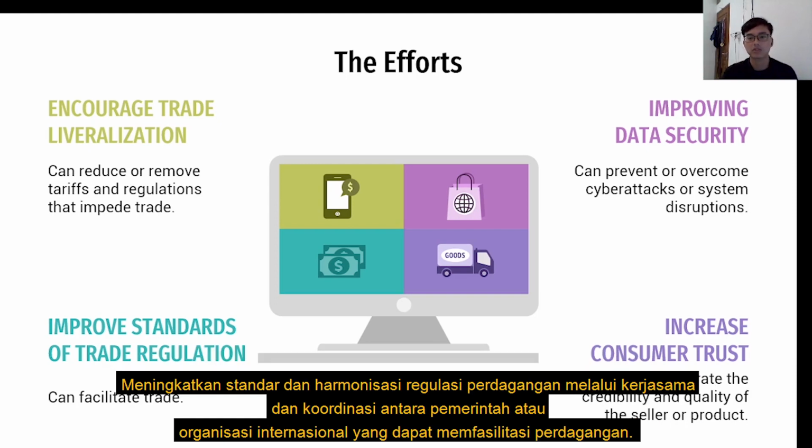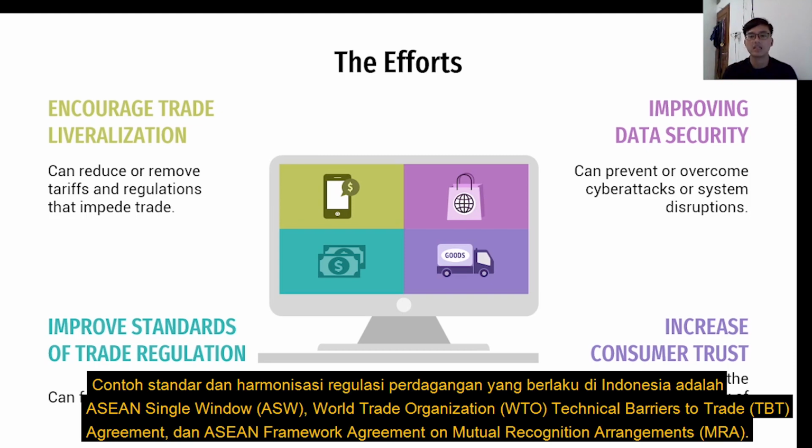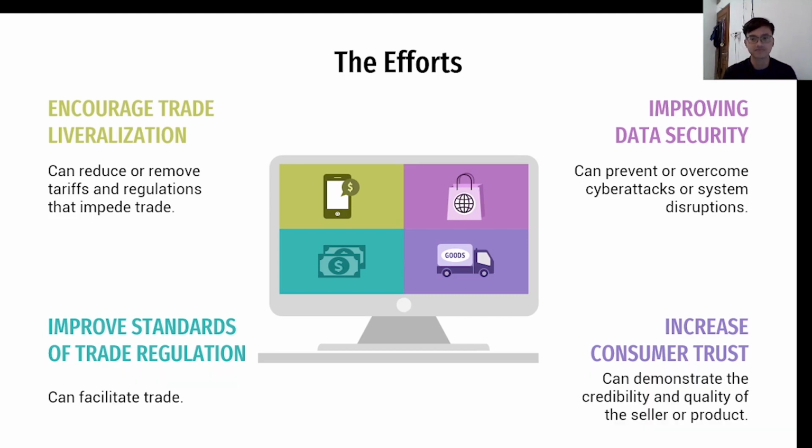And then for number two, improve standards and harmonization of trade regulation through cooperation and coordination between governments or international organizations that can facilitate trade. Examples of standards and harmonization of trade regulation applicable in Indonesia are the ASEAN Single Window or ASW, the World Trade Organization (WTO) Technical Barriers to Trade Agreement, and the ASEAN Framework Agreement on Mutual Recognition Arrangements.